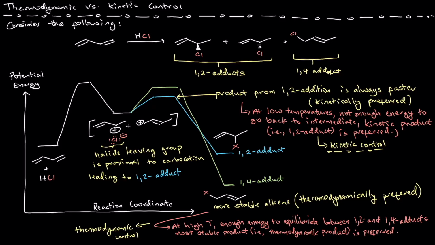Okay, so under low temperatures, you're under kinetic control because the kinetic product is favored over the thermodynamic product. And under high temperatures, you're under thermodynamic control because the thermodynamic product is favored over the kinetic product. The kinetic product always comes from 1,2 addition, but the thermodynamic product can come from either the 1,2 or the 1,4. It's just depending on what's the most stable alkene.